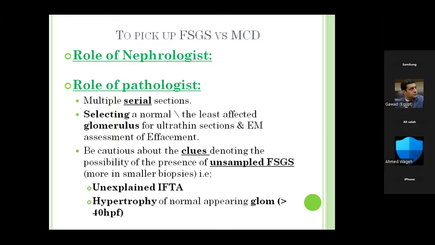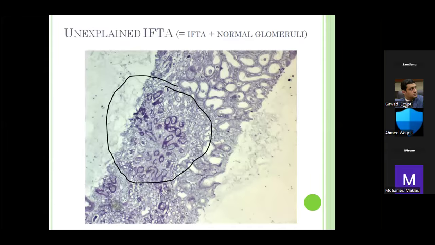It shouldn't be there. This means that there is something that is not sampled. There is a focal segmental glomerulosclerosis that could be unsampled. Hypertrophy, or an increase of the normal appearing glomerulus. As we have said, that glomerular hypertrophy is the first step in developing focal segmental glomerulosclerosis. So a big glomerulus that is more than 40 high power field in size under a light microscope. This is for pathologists. This means this glomerulus is hypertrophic or big.